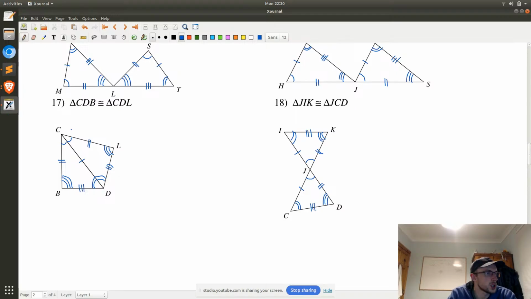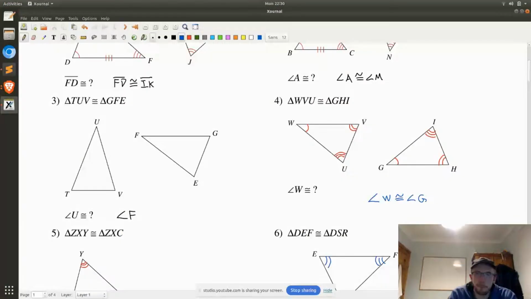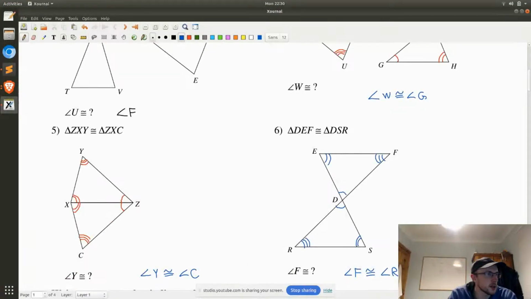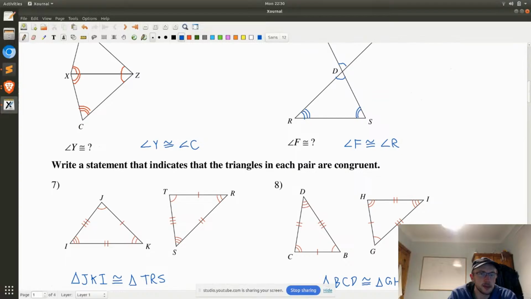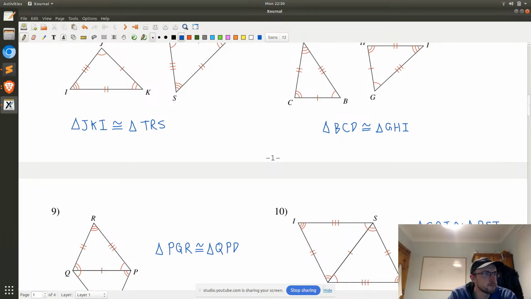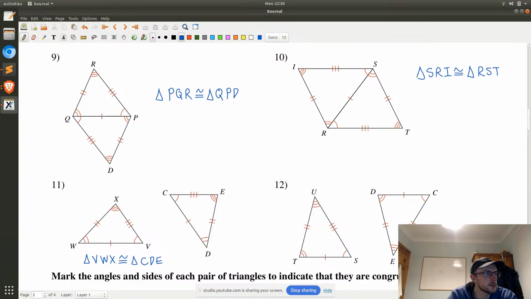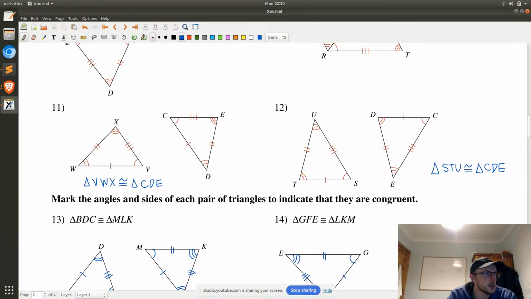And now to check everything, make sure everything's right. Okay, that's in agreement. That's all in agreement. Okay, that's in total agreement. PQR, QPD, SRI, RST, good. VWX, CDE, good. STU, CDE, good.